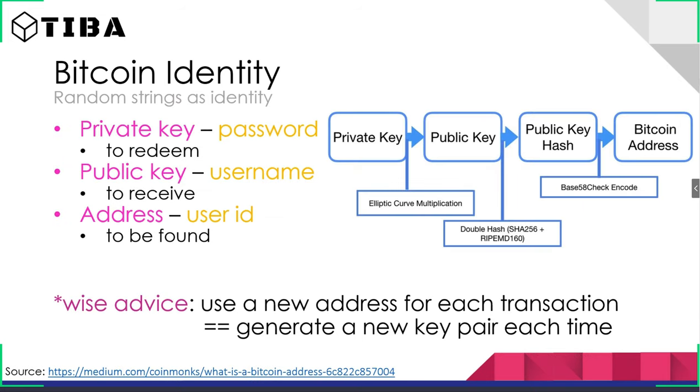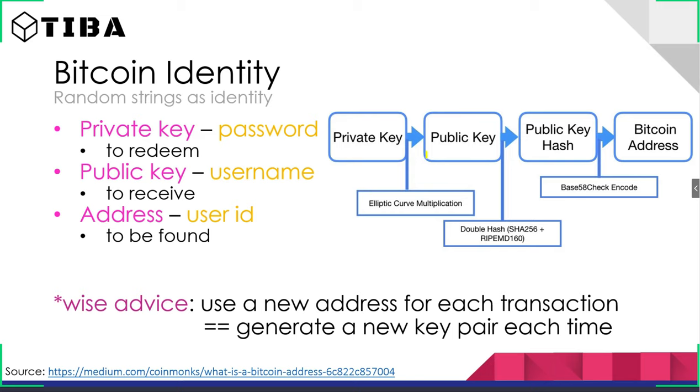So let's summarize the things we talked about before. The private key is like a password. Use it to redeem your Bitcoin. And the public key is like your username. Use it to receive Bitcoin. And then your address is like your user ID, so it allows you to be found. Your address is like your WeChat ID, right? You give it to other people so that people can send friend requests or something like that.